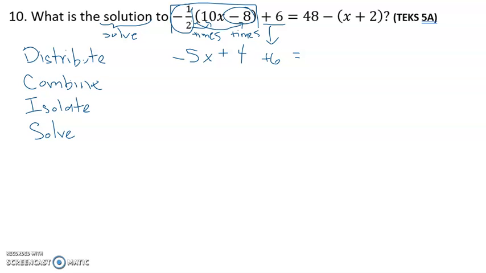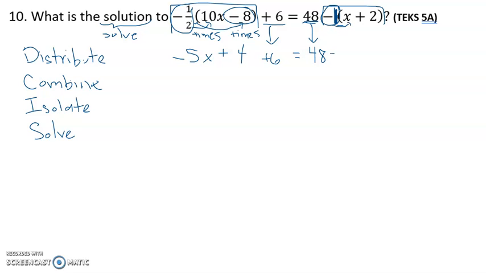Okay, on the right side, I look, hey, I got parentheses. Only what's attached to the parentheses. This isn't 48 times x and 2. 48 is chilling out here by itself. That just comes straight down. What you're multiplying, remember if you don't see it, there's a 1 here. So we're actually multiplying negative 1 times everything in the parentheses.